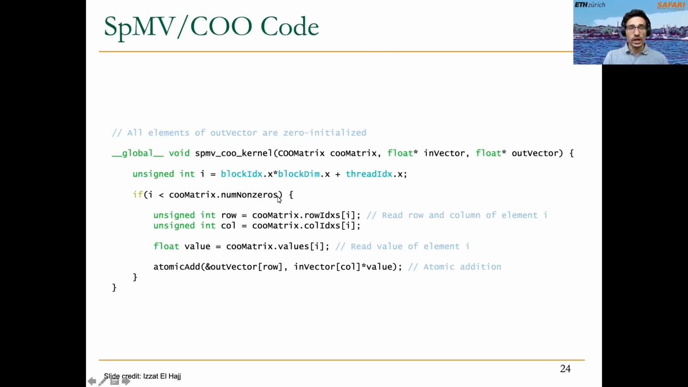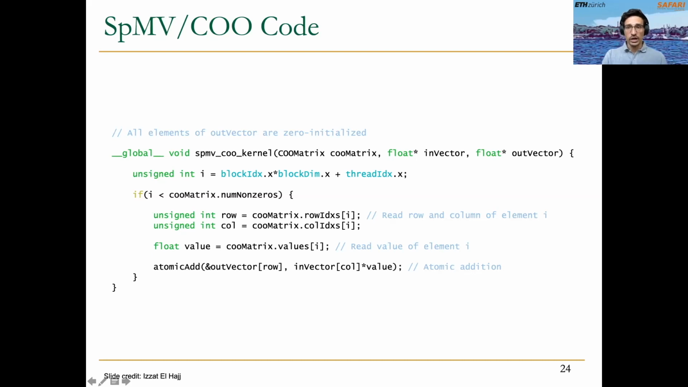Well, this is the sample code for SpMV using the COO format. As you can see, each individual thread accesses the matrix in order to obtain the row and the column of the particular value that we are going to use. Then we read the value, and after multiplying by the corresponding element of the input vector, we accumulate using an atomic operation.